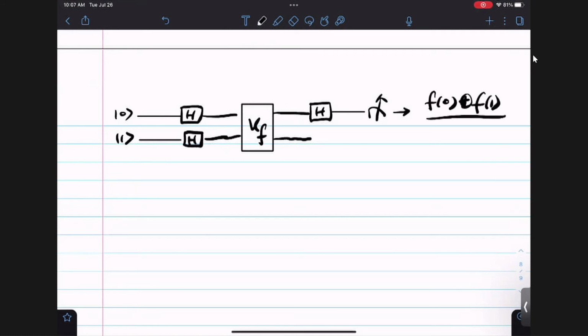And this is enough information to tell us if the function is constant or balanced, right? Because if it's constant, then this XOR is 0. If it's balanced, then it's 1. So we can perfectly tell which case it is. So this is a quantum algorithm. It uses 1, 2, 3, 4 gates plus this unitary implementation of the function.